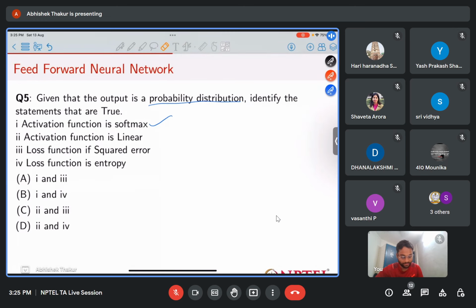The third option is loss function is squared error. One thing you should note, as you have studied in the week 3 lecture, is that whenever we are using softmax, then we are using the cross entropy loss. So option 1 and option 4 are the correct options. So option B is correct.